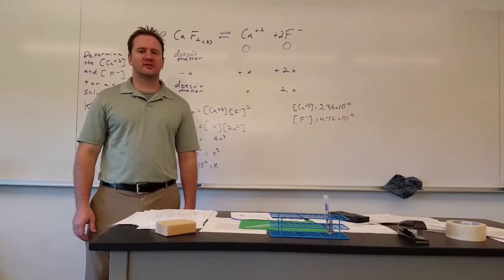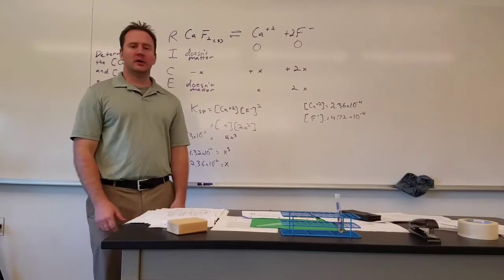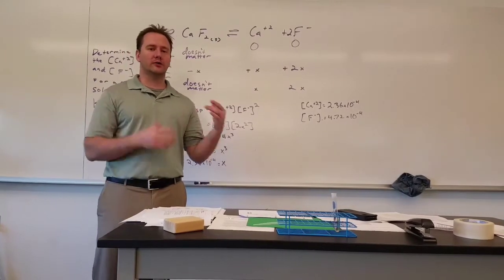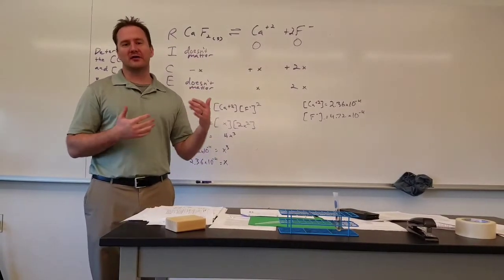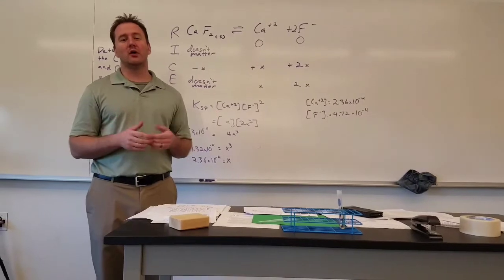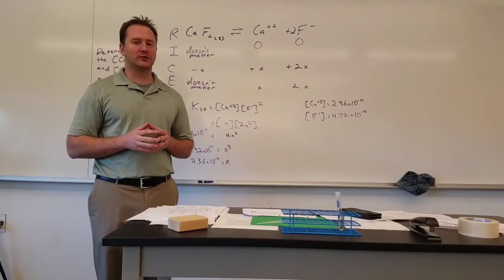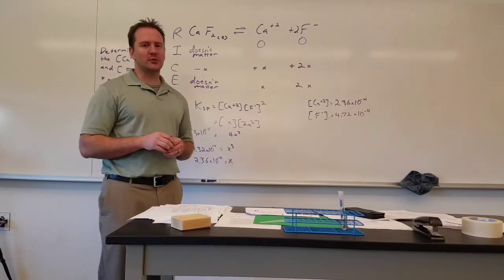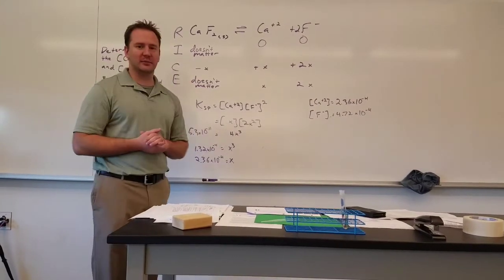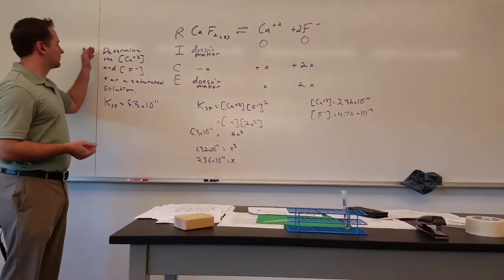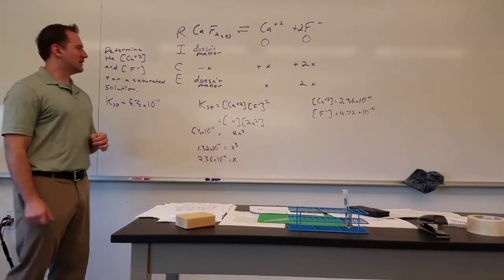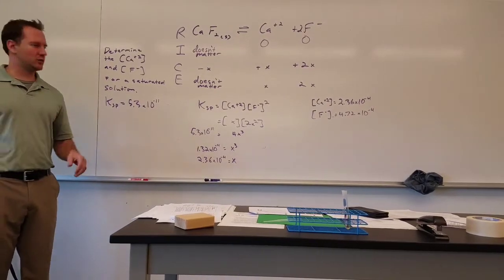So now that we've looked at establishing Ksp from the molarity of a saturated solution of a compound, we can also go in the other direction, where we can use the Ksp of a compound to figure out what the concentrations of the ions will be in a saturated solution. So we're going to look at a much less soluble compound, calcium fluoride, in this example. So what I want to do is determine the concentration of both the calcium ion and the fluoride ion that will be present in a saturated solution, which means it's at equilibrium.